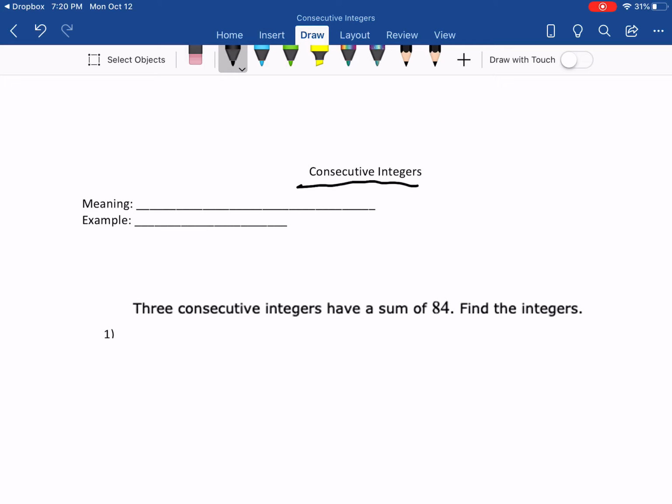Okay, so in this lesson, we're going to discuss applying solving equations to problems on consecutive integers. First off, what does consecutive integers mean? An integer is a whole number, so integer just means whole numbers and not a fraction, not a decimal. And consecutive means in a row. Examples of consecutive integers: 1, 2, 3, 10, 11, 12, 100, 101, 102.